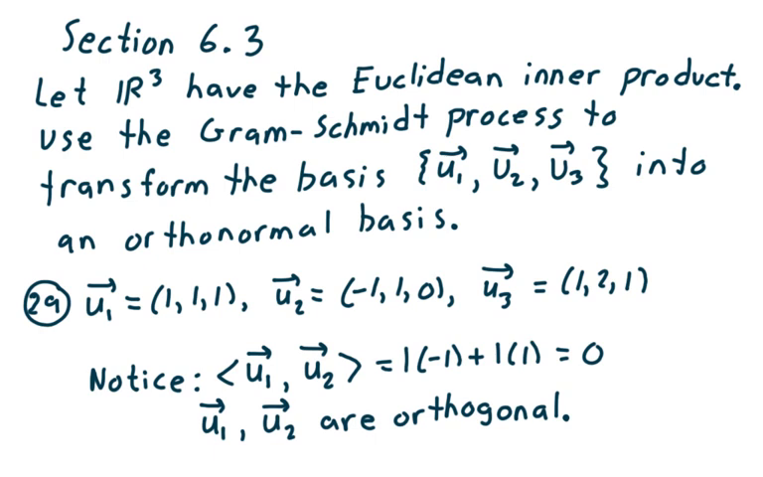U1 is the vector 1, 1, 1. U2 is the vector negative 1, 1, 0. And U3 is the vector 1, 2, 1. Notice, the inner product of U1 and U2 is equal to 1 times negative 1 plus 1 times 1, which is equal to 0. And so that tells me U1 and U2 are already orthogonal. But notice that U3 is not orthogonal to U2, and U3 is not orthogonal to U1. So we do still have a bit of work to do.